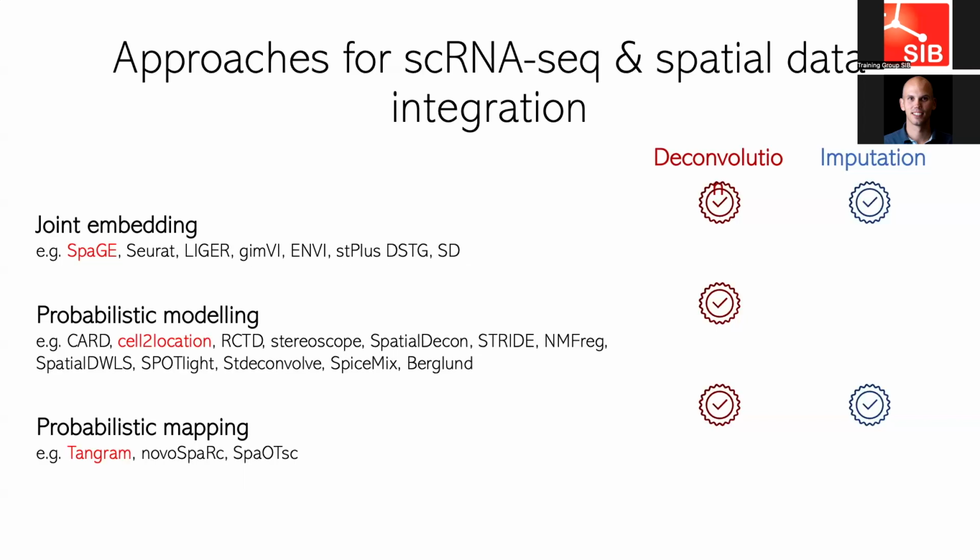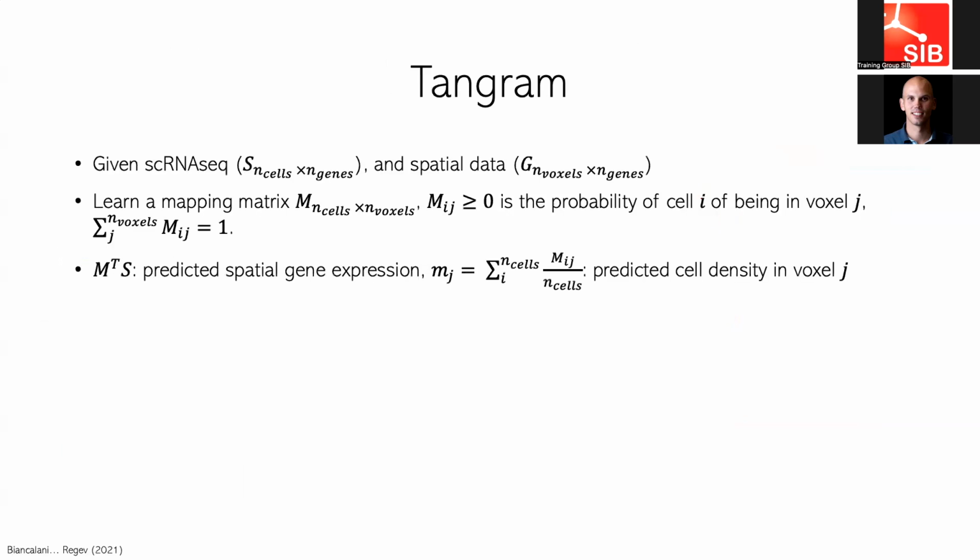Okay, we'll go backwards, from Tangram to cell2location. For both methods, I will not show results. I'll show some results from our own tool and a bit of benchmarking, so you know at least what we're going to cover. Okay, so starting with Tangram.